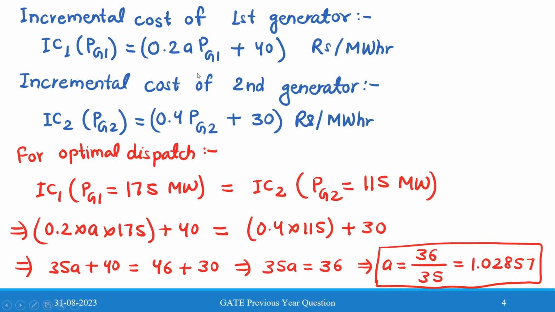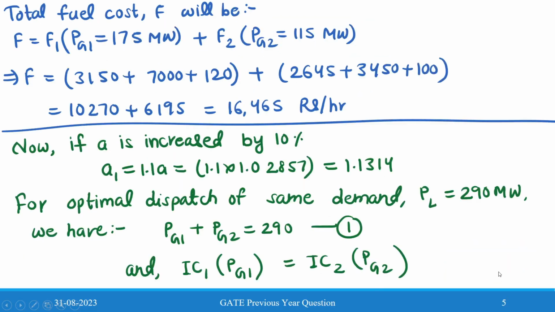The incremental cost of the second generator is found by differentiating the fuel cost with respect to Pg2, which comes out as 0.4 Pg2 plus 30 rupees per megawatt hour. For optimal dispatch, neglecting line losses, IC1 equals IC2. Putting in Pg1 equal to 175 megawatt and Pg2 equal to 115 megawatt, we get the value of a as 1.02857.